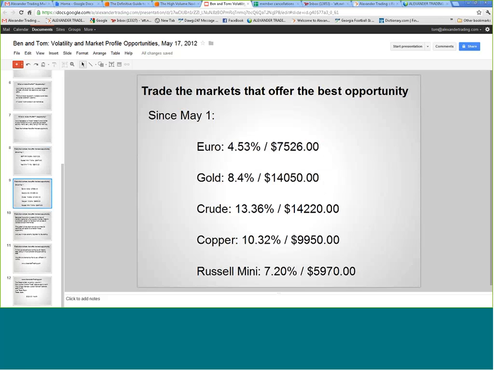But you can see these moves since May 1st in the Euro, $7,500, gold, $14,000, crude, $14,000, copper, almost $10,000. Well, this is the Russell. The Russell has offered the biggest yield among the stock indices since May 1st, and it's well behind any of these contracts.